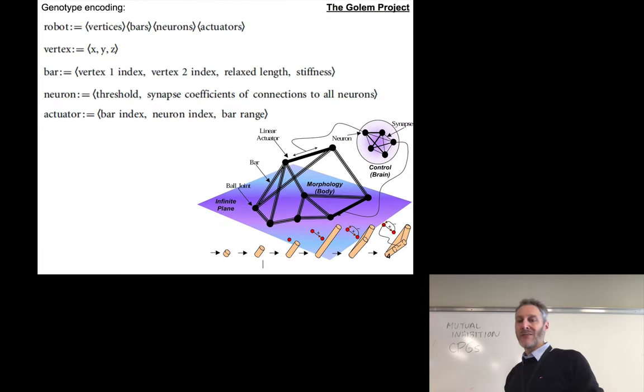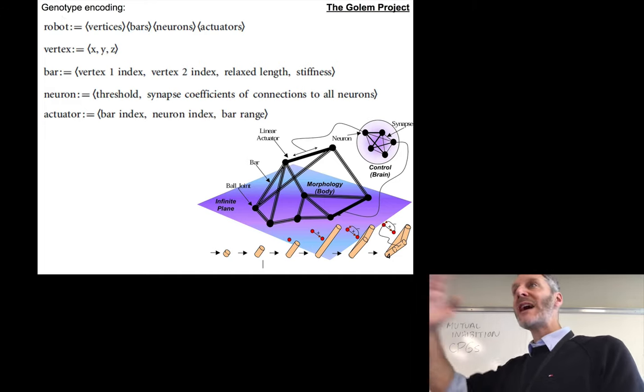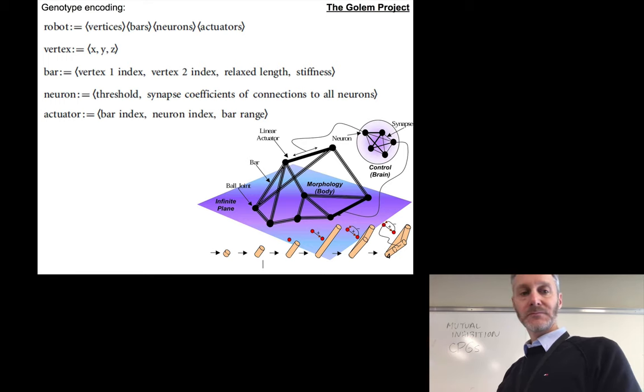Let's talk about the evolutionary algorithm to begin with. When we talked about evolutionary algorithms, we introduced the idea that there are many different kinds, and they encode the genotype or the genome in different ways. Most evolutionary algorithms encode the genotype as a vector or a matrix. In the Golem project, the genome is encoded as a list of lists. The overall list, the robot list, is made up of four lists.